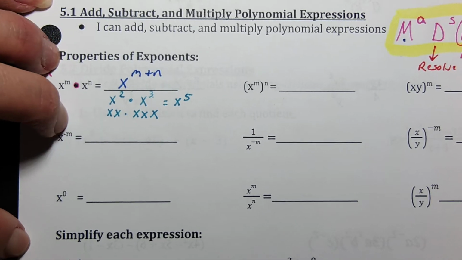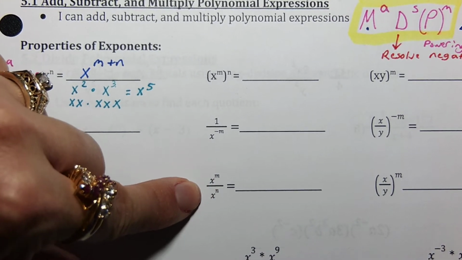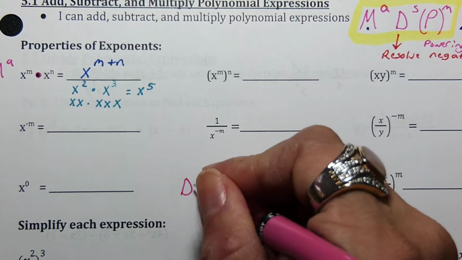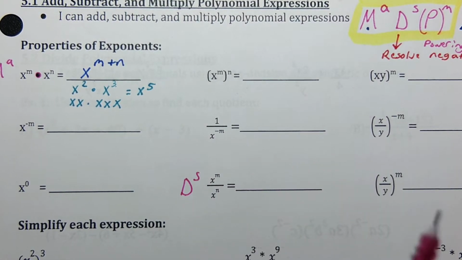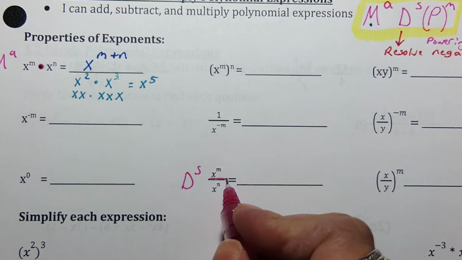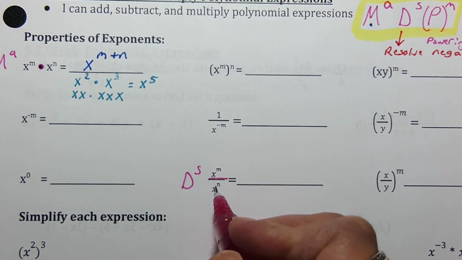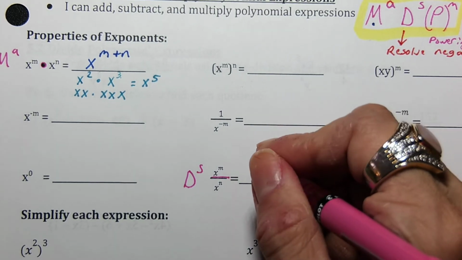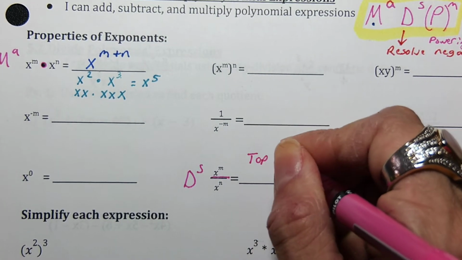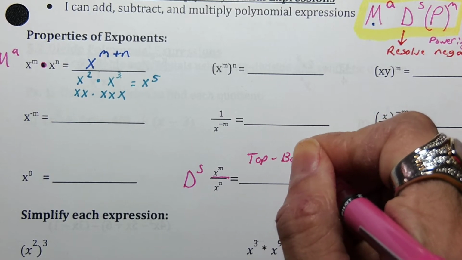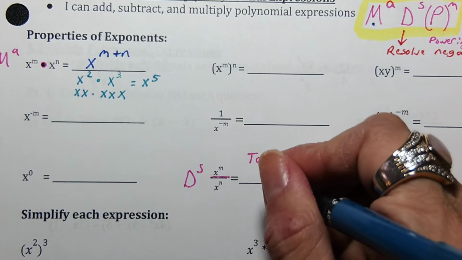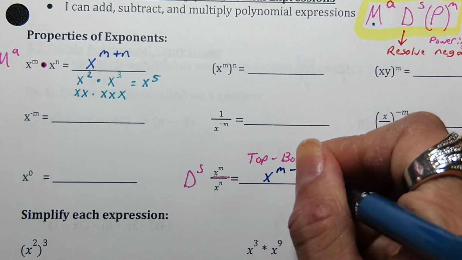Let's go ahead and take a look at, we're going to go down to this one, this fraction one. This is the D to the S part of MADSPAM. This says if I am dividing the bases, I've got x to the m divided by x to the n, then I'm going to subtract the exponents. And I want you to put a note that says top minus bottom. So the top power minus the bottom power. So that would give us x to the m minus n.